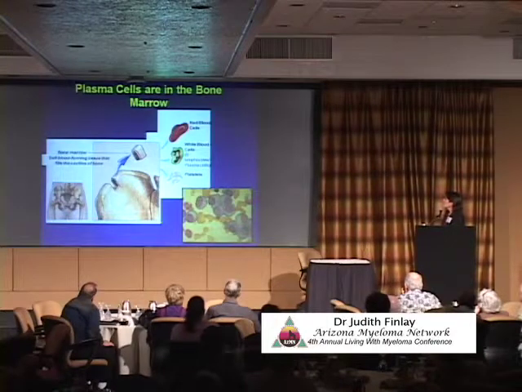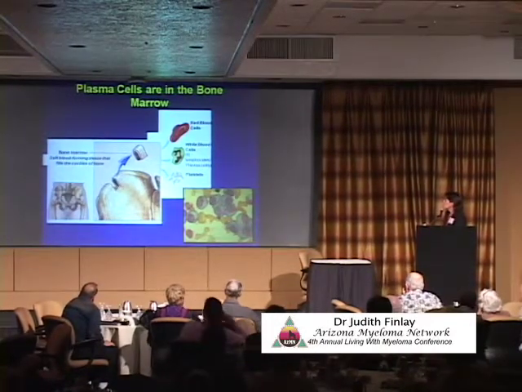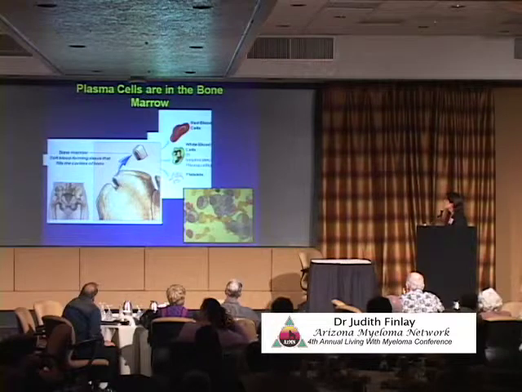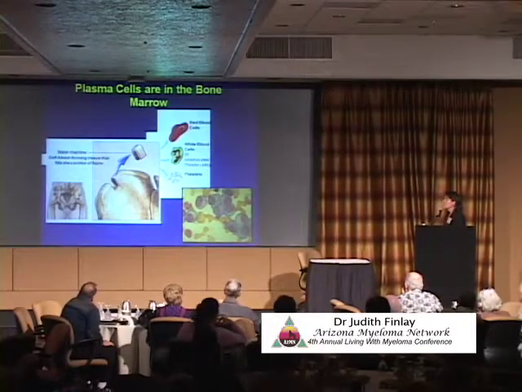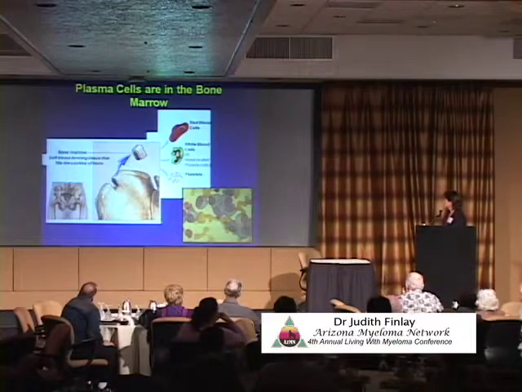So the plasma cells are found in the bone marrow, and the bone marrow is a soft blood-forming tissue that fills the cavities of your bones. And the cells are produced in there: red blood cells, white blood cells, platelets, and other cells. And one of the types of white blood cells are the plasma cells. And this is a photomicrograph showing the plasma cells that are in the bone marrow.